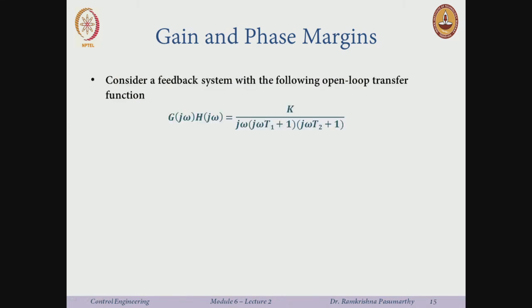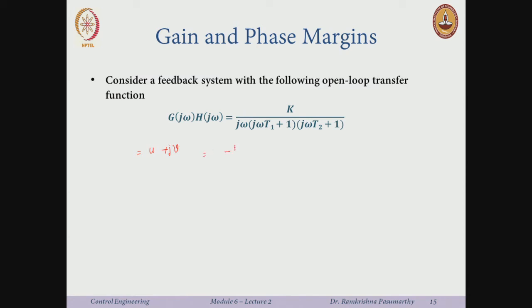Now let us see how this system looks. I have a system of the form where I have a pole at the origin and then two terms, j omega T1 plus 1 and j omega T1 T2 plus 1. So I can write this, or split this, into the real and the imaginary part.